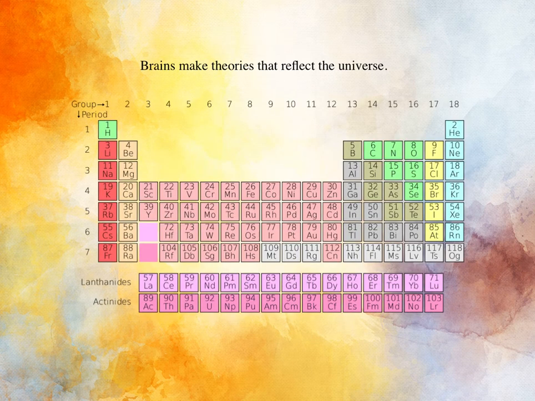And brains make theories that reflect the universe. Here's the periodic table of elements. That's a theory of the universe within the universe. It's a part of the universe that reflects the structure of the entire material content of the universe.